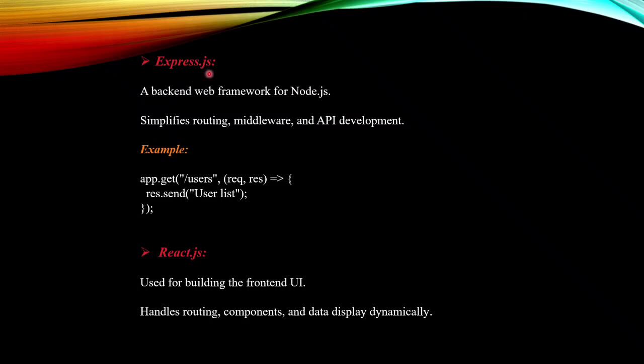Express.js is a backend web framework for Node.js that simplifies routing, middleware, and API development, which is used mostly in the backend process to make our process smooth. This is a simple structure example of Express.js. And next is React.js, used for building the front end UI, handling routing, components, and dynamic data display.